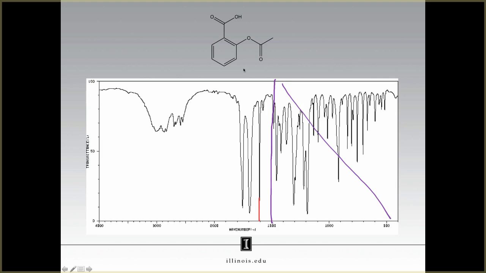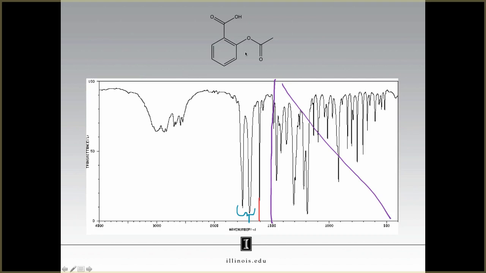Now let's look at the carbon-oxygen double bond region. Do I see anything there? That's at roughly 1700. And indeed, I do. I see 2 peaks in that region. That means I have a carbonyl somewhere in my molecule. And I do. In fact, I have 2.